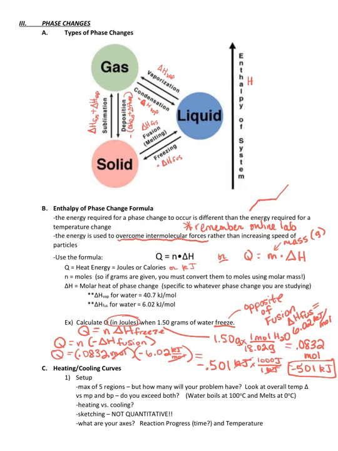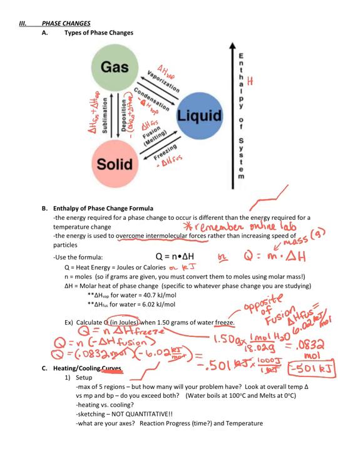All right, next on the agenda, heating and cooling curves, which is very misleading because, just like I mentioned earlier about our lab, when we plotted our temperature over time, it wasn't very curvy. It was a bunch of jagged lines. And so these are called curves, but they're really just a bunch of jagged lines.